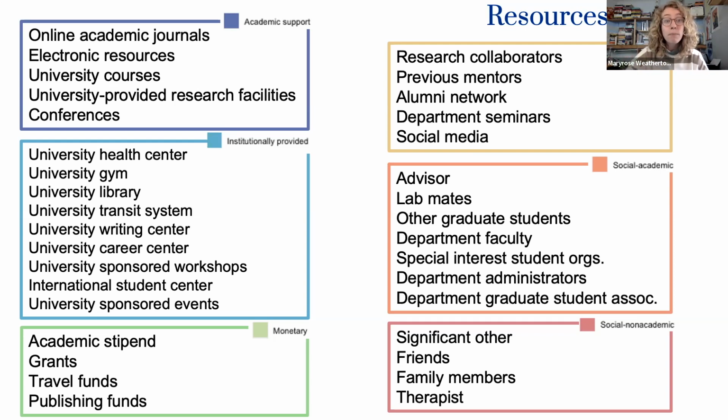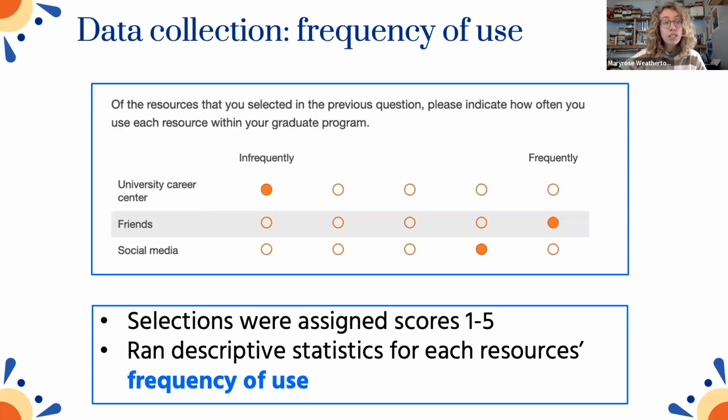So students were given this big old list and they were asked to select all of the resources that they used. And then those selections carried through to the next couple of questions, one of which asked students to select how often they used each of those resources from infrequently to frequently. Those selections were then assigned scores of 1 through 5, where 5 indicated a very frequent use. And then we ran descriptive statistics for each resource's frequency of use.